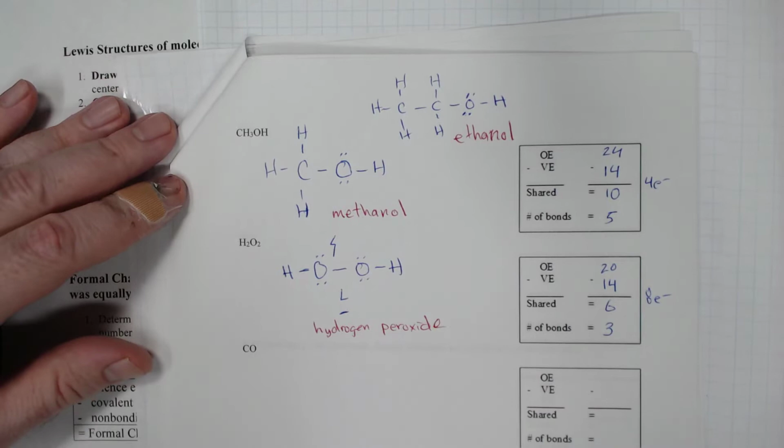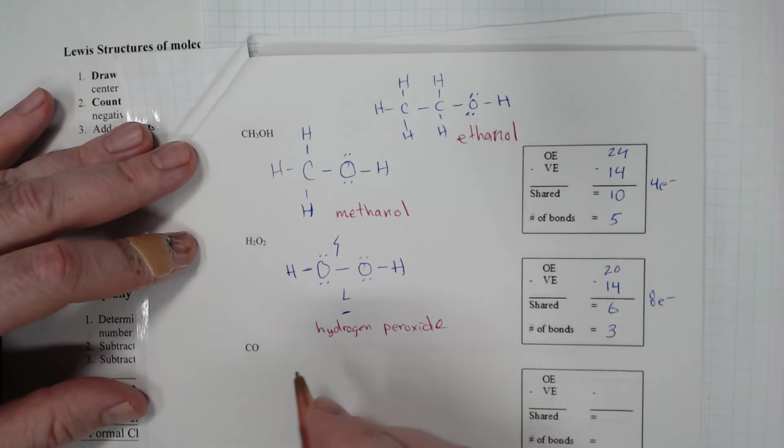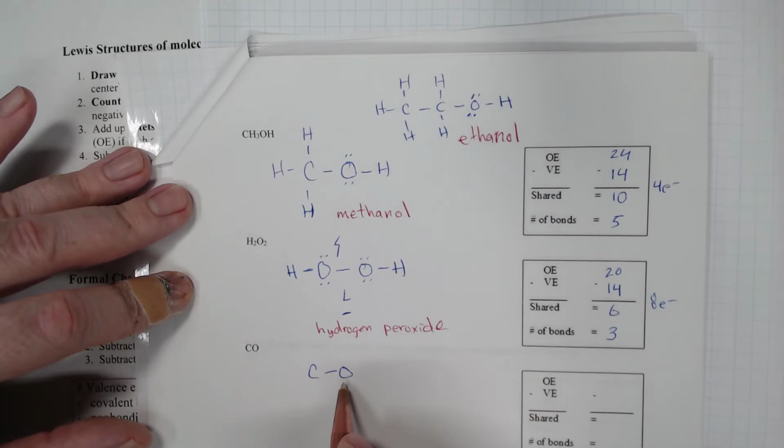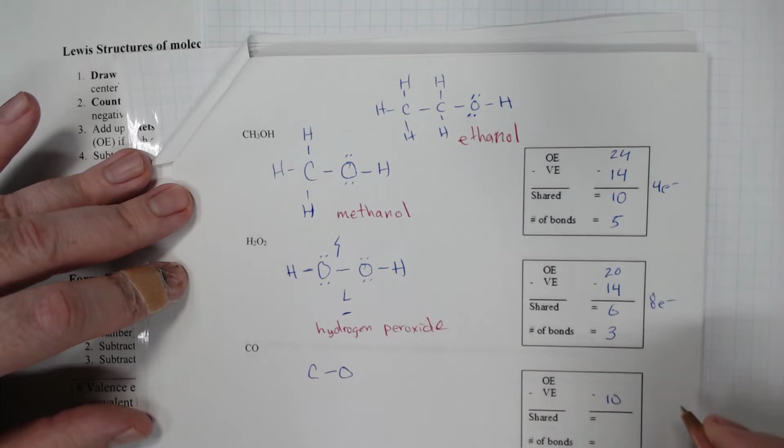All right. So on the next one, you already know what this is. This is called carbon monoxide. So let's do our backbone structure. That's step one, backbone, draw the backbone. Count up valence electrons. So we've got four for carbon and six for oxygen. Four plus six gives us 10 valence electrons to work with.